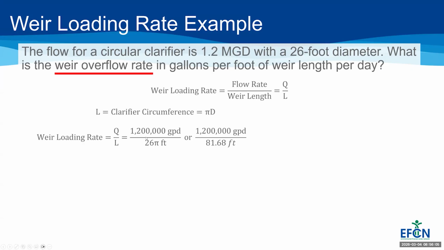So we're going to do the math, 1.2 million or 1,200,000 gallons per day divided by 26 times pi. So 1,200,000 divided by 81.68.